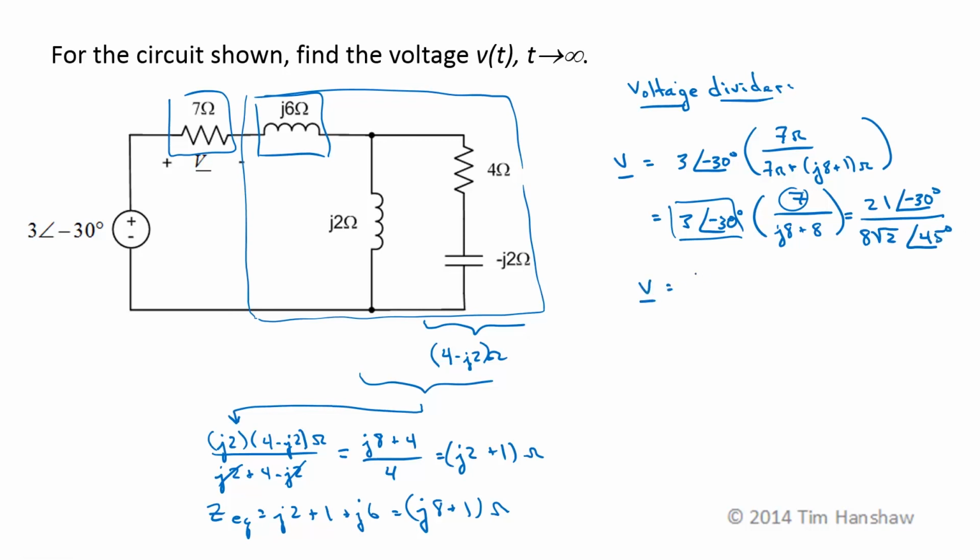So V as a phasor becomes 21 over 8 times the square root of 2 at an angle of minus 30 minus 45 degrees, which is minus 75 degrees. So V of t is 21 over 8 square root of 2 cosine of the frequency, which is still 2 radians per second, times time minus 75 degrees. And there's our answer.